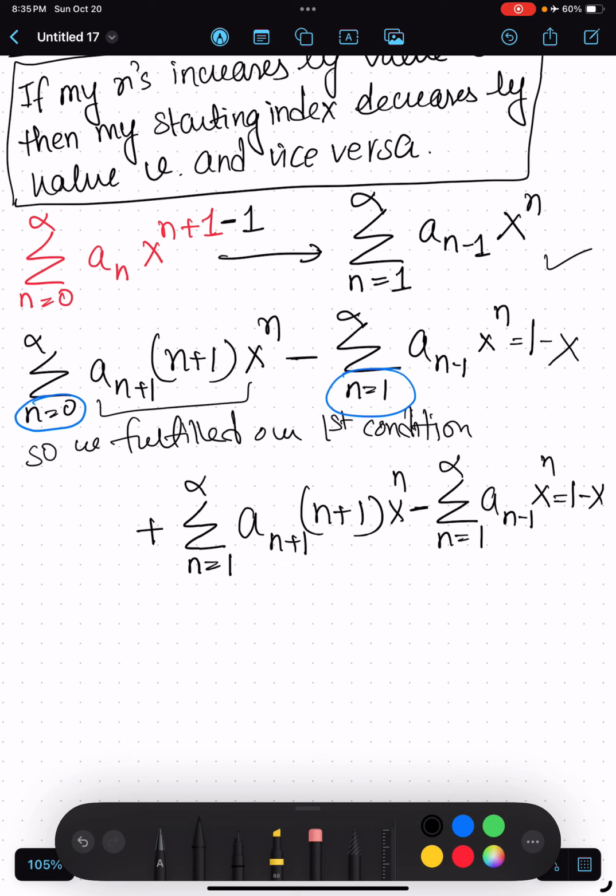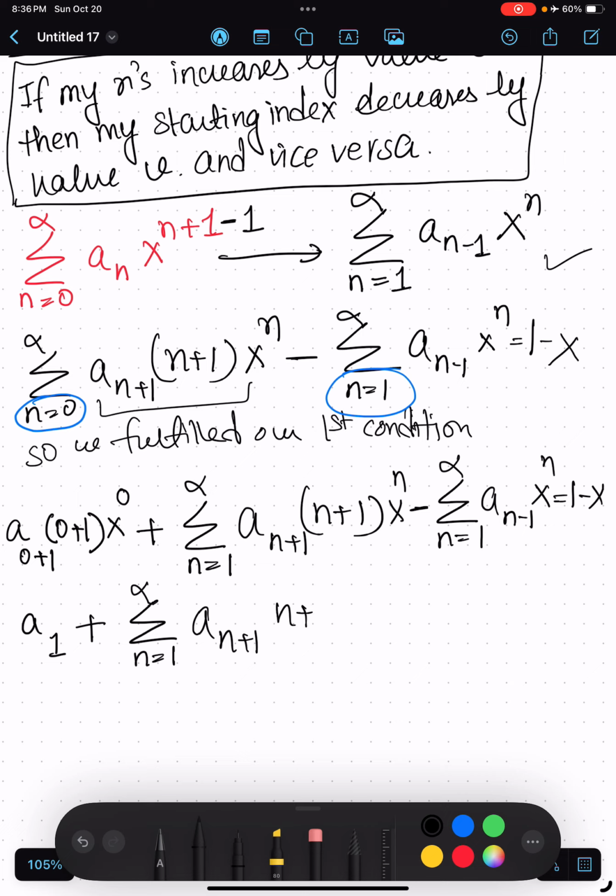So just plugging in my n equal to 0 into these values right here. So I have a sub 0 plus 1 and then times 0 plus 1 times x to the power 0. So let's simplify this entire thing. So I have a sub 1 plus summation n is equal to 1 to infinity a sub n plus 1 times n plus 1 times x to the power n minus summation n equal to 1 to infinity a sub n minus 1 x to the power n equals 1 minus x.